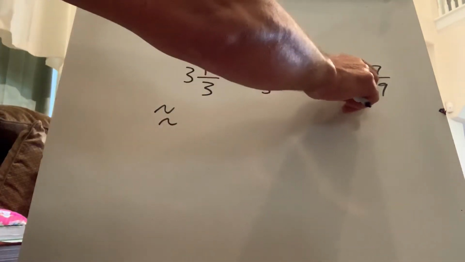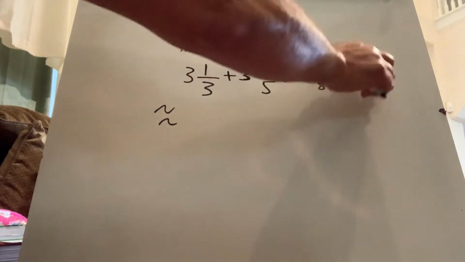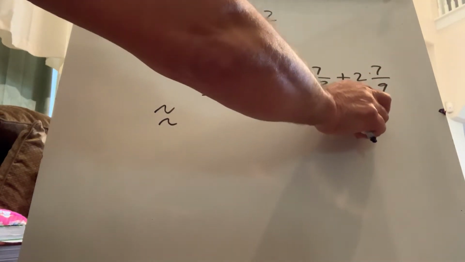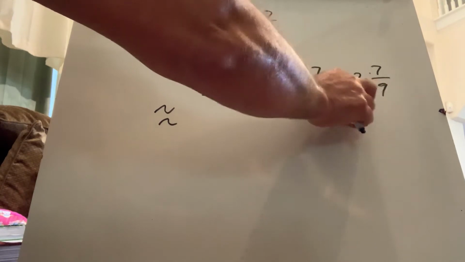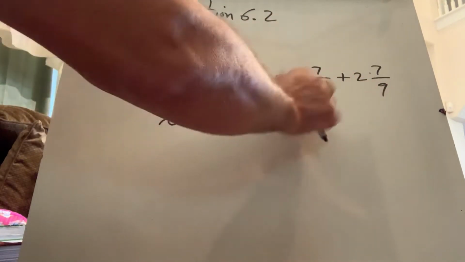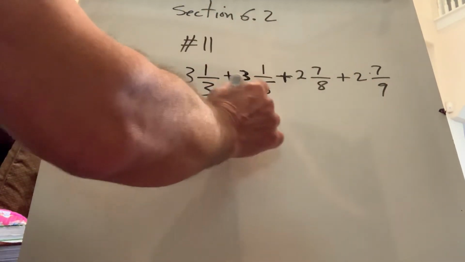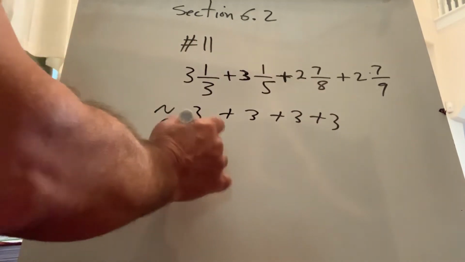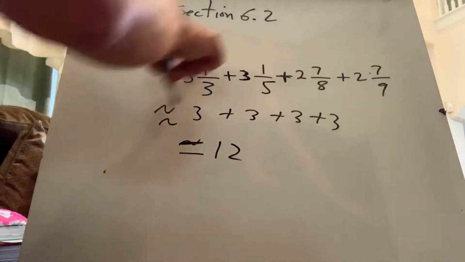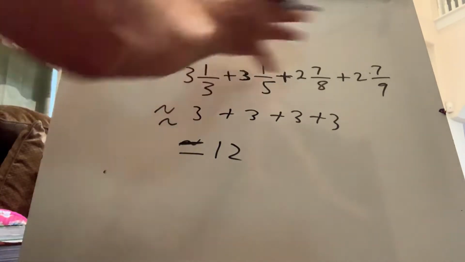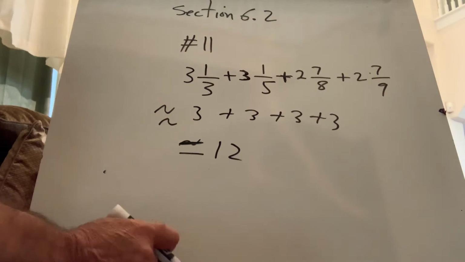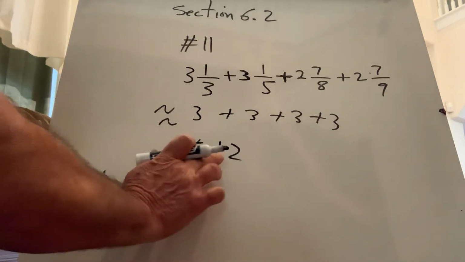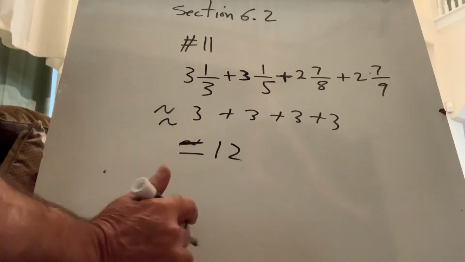And same thing, 7 and 9 are close to each other, which means this fraction is almost 1. So if you add 1 to 2, you get 3, right? So each one is approximately 3. So you have 3 plus 3 plus 3 plus 3. And of course, that gives you approximately, well, it actually gives you 12, which is the approximation for our sum. So it was just a matter of manipulating the mixed numbers to see if you can come up with a quick approximation, okay?